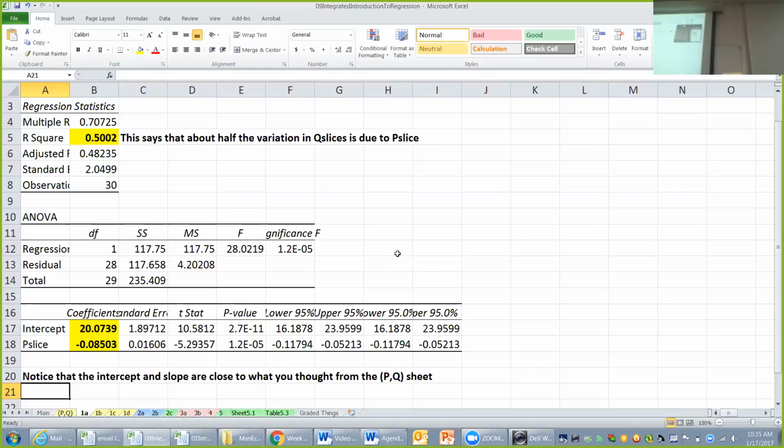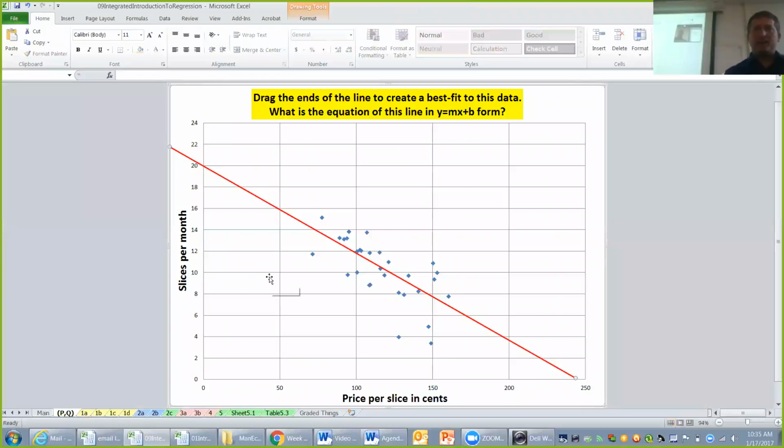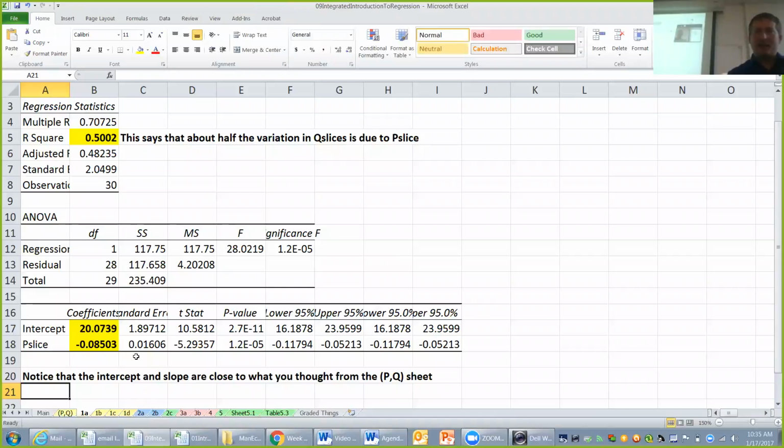So if our slope term is 0.085, let's call it, for the price of a slice, who can give me an interpretation of that? What's it predicting in terms of our demand? So we've got slices per month, and we've got price per slice in cents. So who can give me an interpretation of the coefficient 0.085?